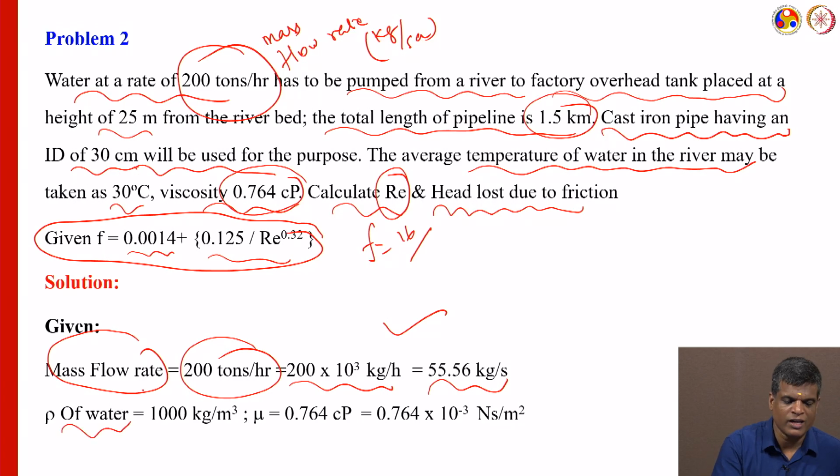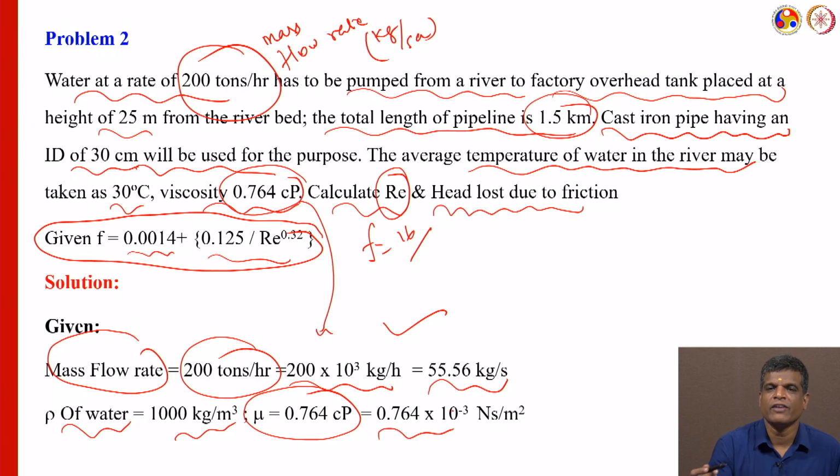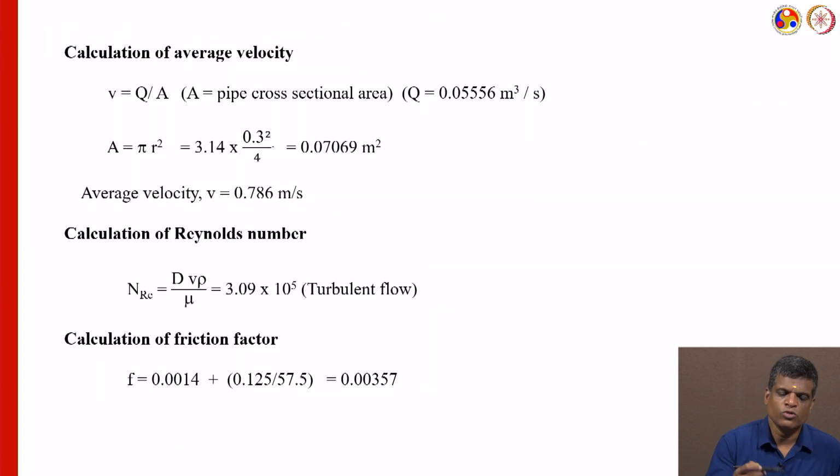So, the density of water is already given, 1000 kg per meter cube. If it is not given, you can take it, because water is always 1000 kg per meter cube. Then mu, the viscosity, is given in centipoise. So the viscosity also you have to convert in terms of SI units, that is Newton second per meter square. So, as usual, now we know V equal to Q by A.